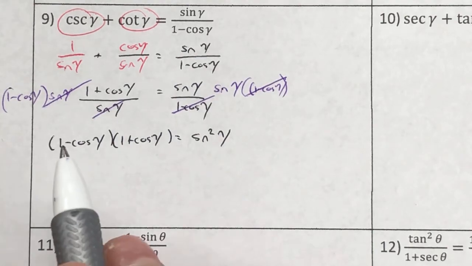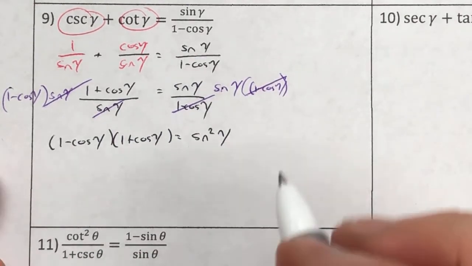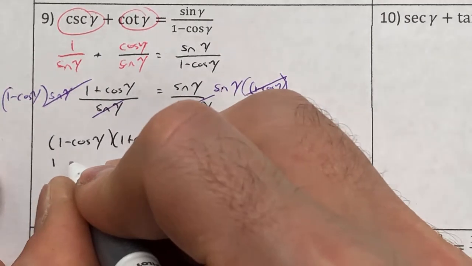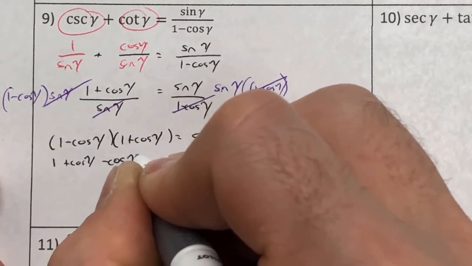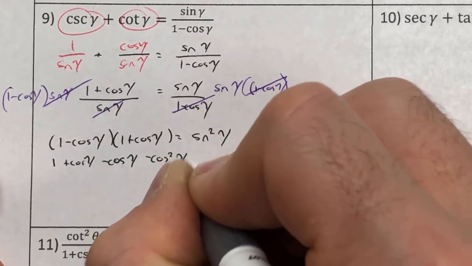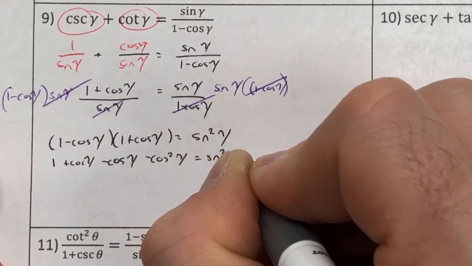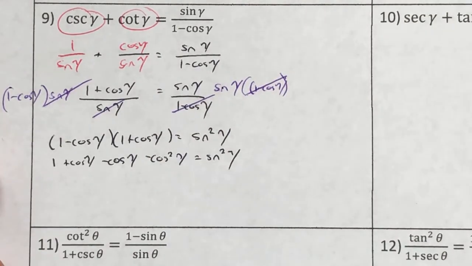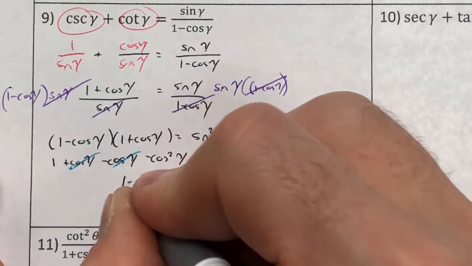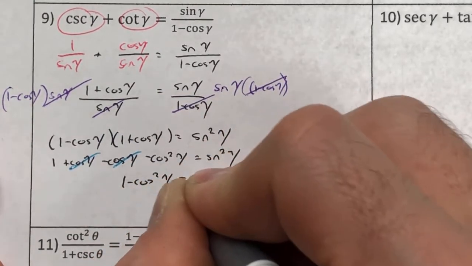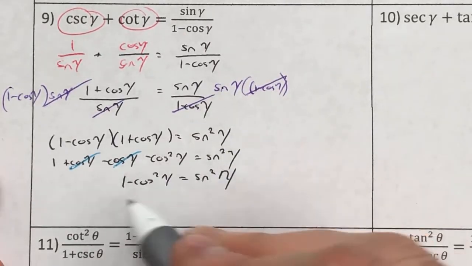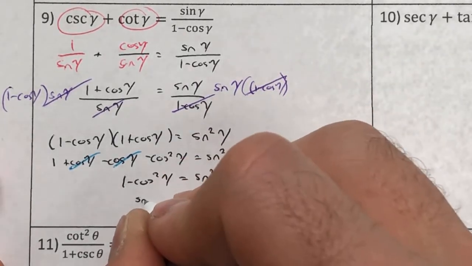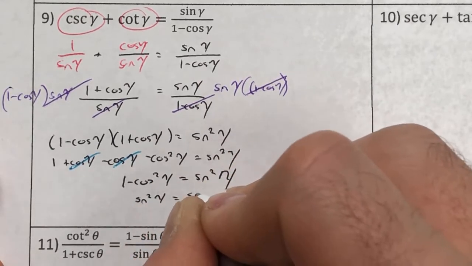At this point, I'm going to go ahead and FOIL this. First, outer, inner, last. 1 plus the cosine of gamma minus the cosine of gamma minus the cosine squared of gamma. Cancel out what I can. Those go away, and I'm left with 1 minus the cosine squared of gamma, which hopefully at this point you recognize as the Pythagorean identity that I can rewrite as the sine squared of gamma.